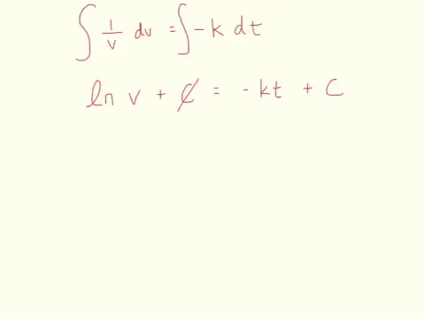And we want to solve this for velocity, so we're going to do e to the power of each side, and that's going to give me v on the left hand side, and then on the right hand side this is going to give me e to the negative kt plus c, which hopefully you remember from your math classes is the same thing as ce to the negative kt. Alright, so now we have that our velocity equals ce to the negative kt.